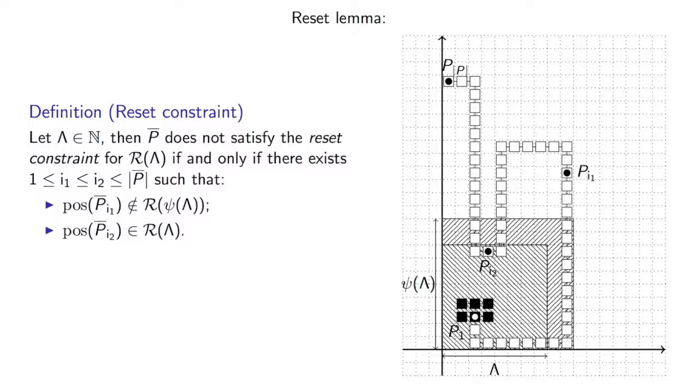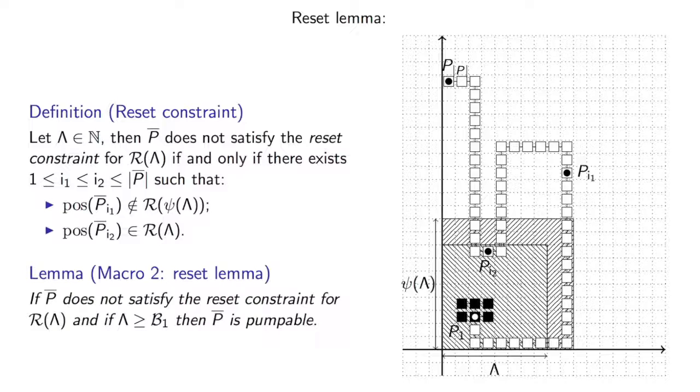Now we consider a tile of the path assembly P whose position is inside the square of width lambda. The index of this tile is I2. In this example it is possible to choose these indices such that I1 is less than I2. If these conditions are fulfilled and the path assembly P does not satisfy the reset constraint for the square of width lambda, the reset lemma states that if the reset constraint is not fulfilled for the square of width lambda and if the square of width lambda contains the domain of the seed, then the path assembly P is pumpable.